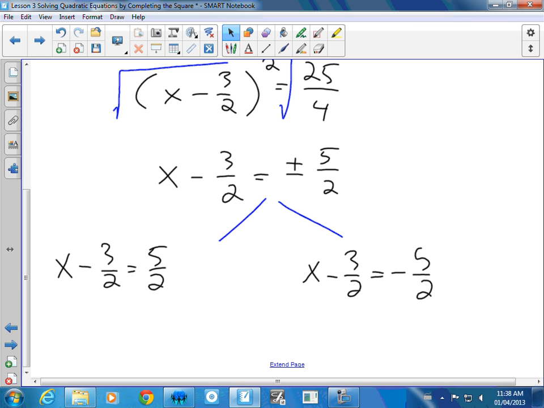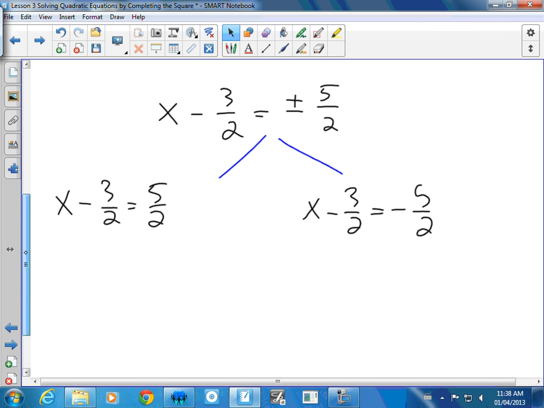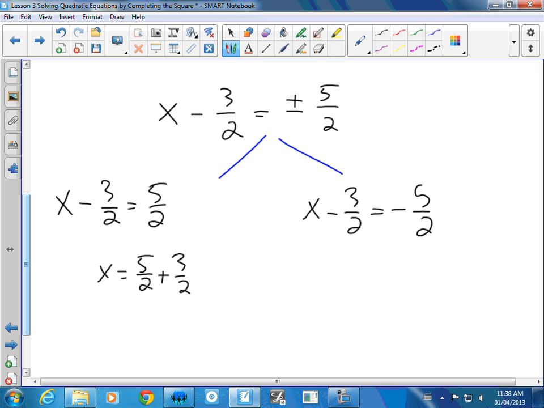Well, this is just straight math, guys. These are basic fractions. How do you get rid of the positive 3 over 2 when it goes to the other side? The negative, it becomes positive. So x equals 5 over 2 plus 3 over 2. What's 5 over 2 plus 3 over 2? X equals 8 over 2, which equals 4.